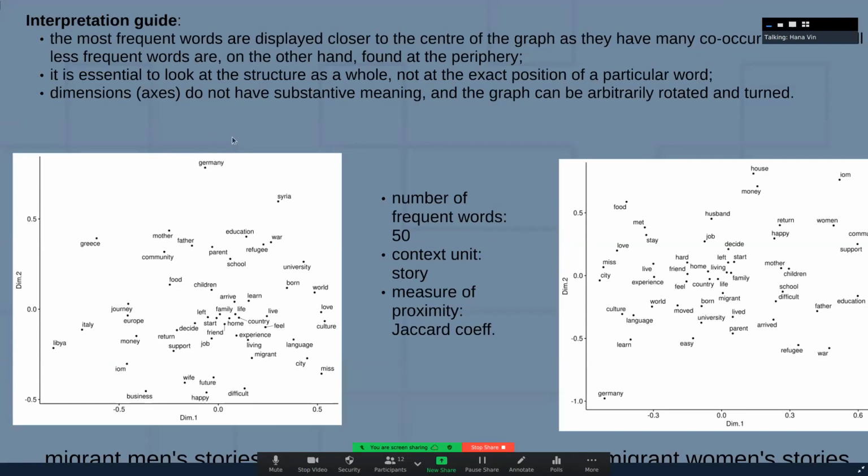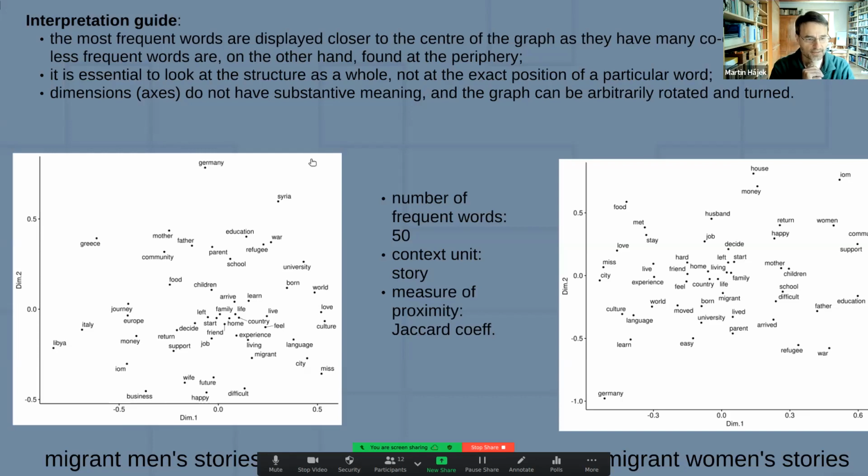Sorry, may I interrupt you? Yes, please. I would like to ask what the values on the x and y axes mean. I mean minus 0.5, dimension 1 and 2, what do those values mean?